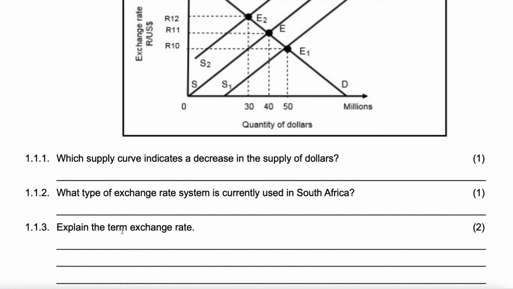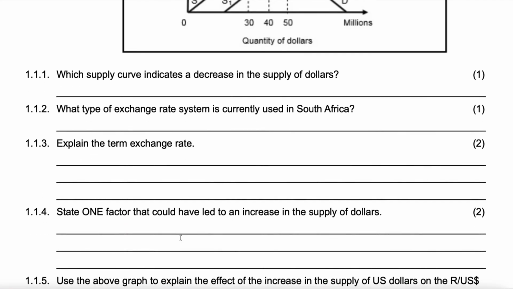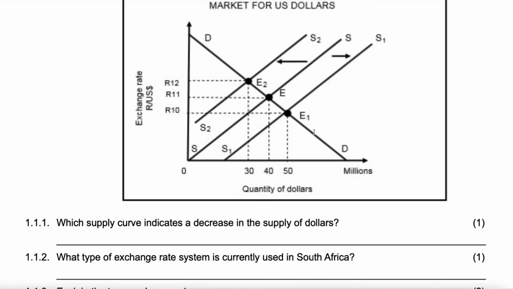Then explain the term exchange rate. Well, exchange rate is the rate at which one currency can be traded for another. That's simple. Then state one factor that could have led to an increase in the supply of dollars. So something like this: if dollars would increase in supply, what could cause that?